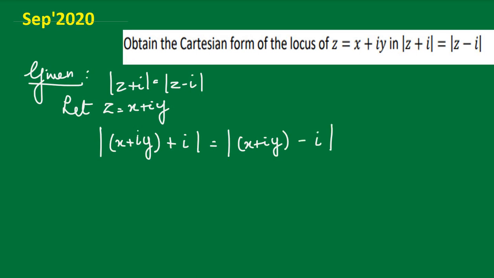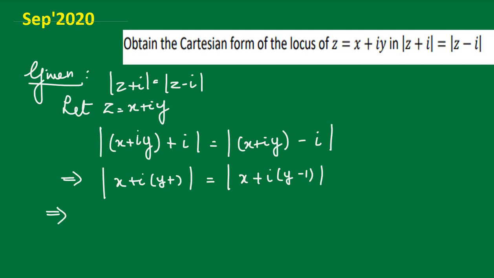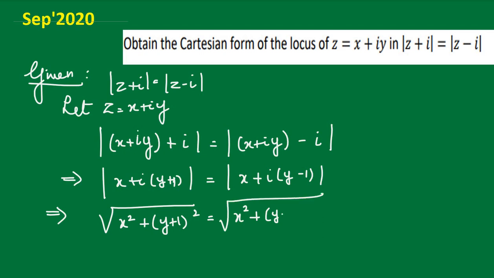Now separate the real and imaginary terms here. So this will be modulus of x plus i(y + 1) is equal to modulus of x plus i(y − 1). Taking the modulus on both the sides, we get root of x squared plus the imaginary part y plus 1 the whole squared is equal to root of x squared plus y minus 1 the whole squared. So squaring on both the sides, we get x squared plus (y + 1) squared is equal to x squared plus (y − 1) squared.